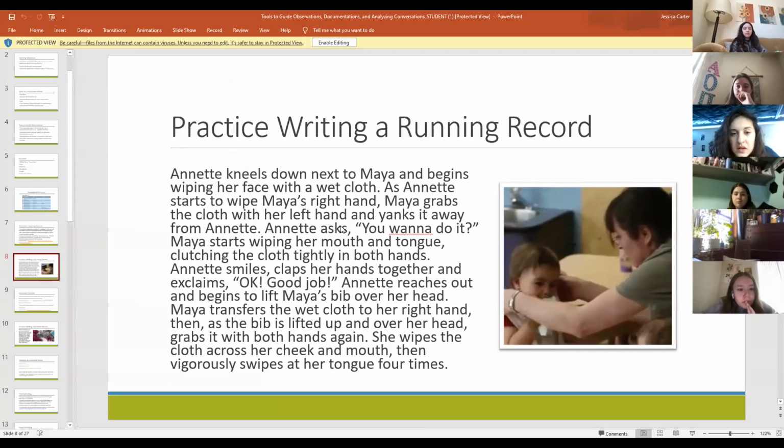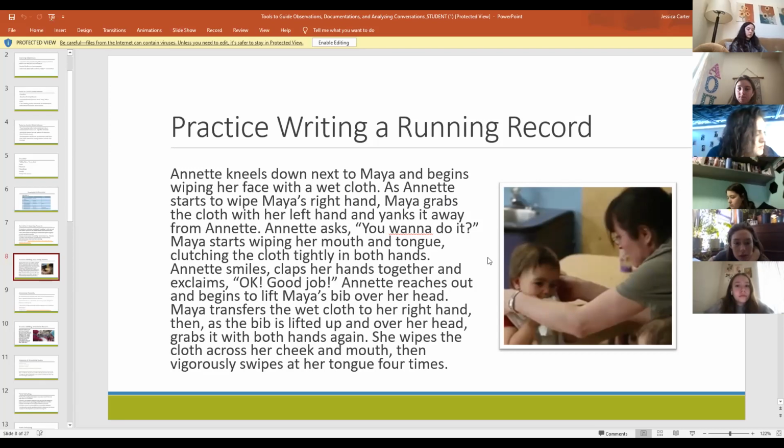So the caregiver acknowledges, and I don't know if you caught this language, that the child was grabbing the towel away from her. And then, as you said, Maya started to wipe her mouth and tongue even. And then the teacher sort of praises that behavior. Okay, good job.